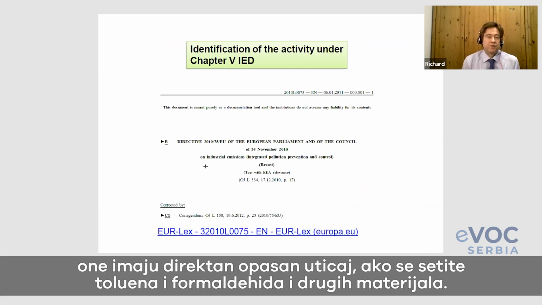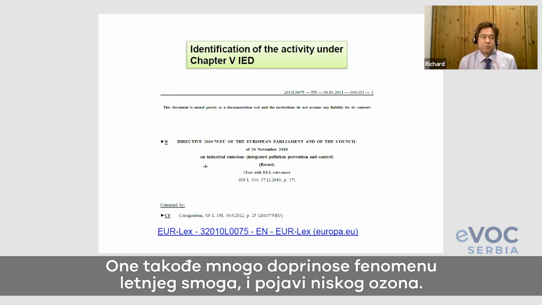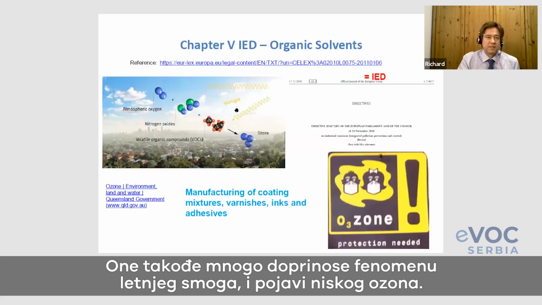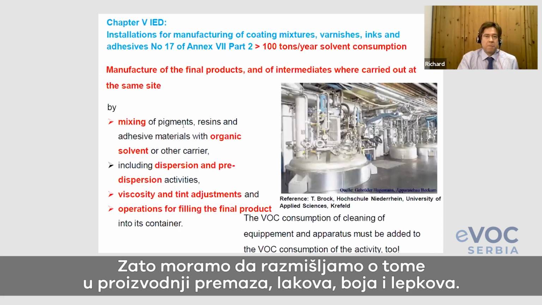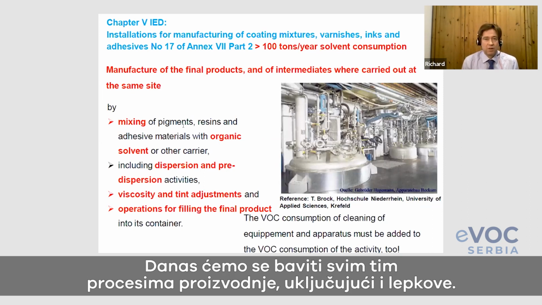For example, if you think of formaldehyde or toluene and other materials, of course, they contribute a lot to this summer smog of our ozone. So that's the reason we have to think about the requirements when we manufacture coating mixtures, varnishes, inks, and adhesives. So today we will deal with all of those manufacturing processes, including the adhesives too.